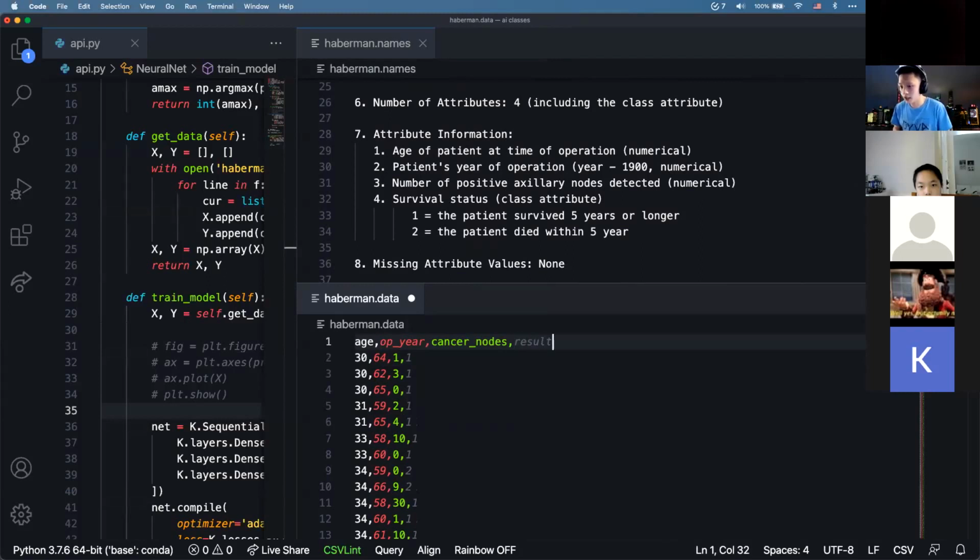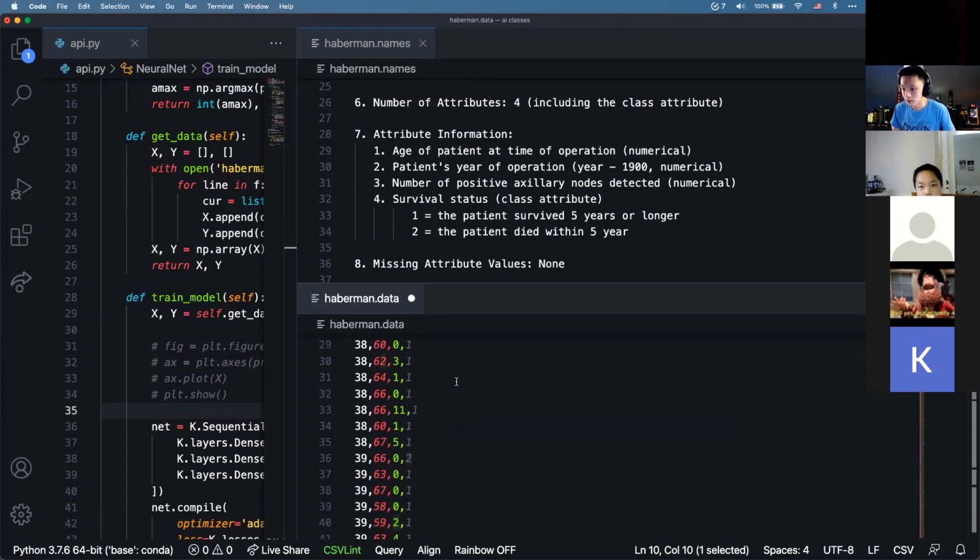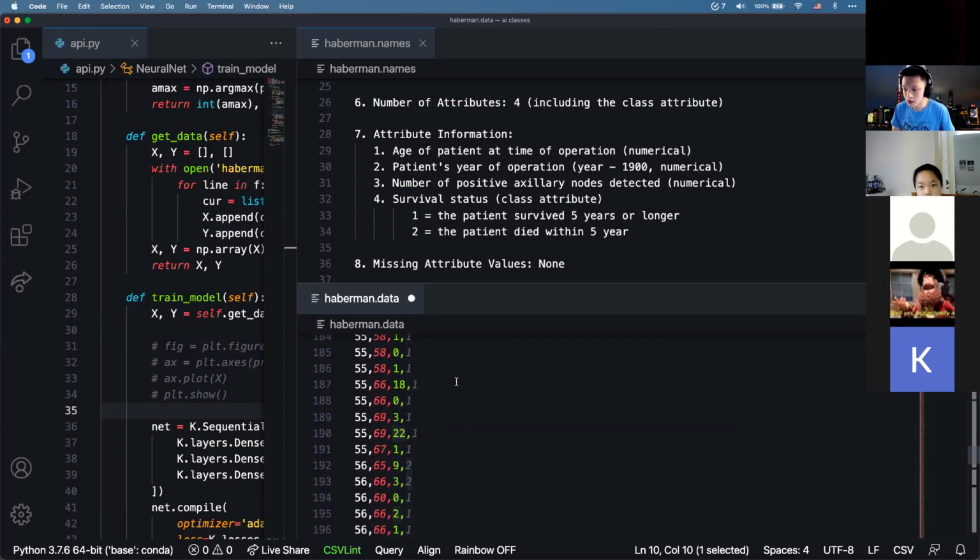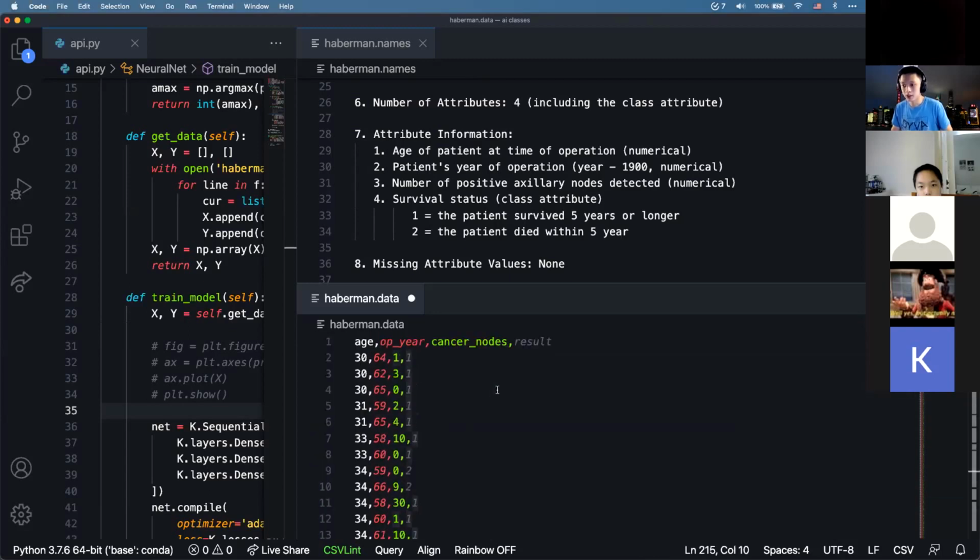So this is our file of information. And as you can see, every row is an example where we have some dude was 30 years old, or some person was 30 years old. Their operation was done in 1964. They only had one cancer node and so they survived. But then you can see this person who was 34, the surgery was done in 1966 and they had 9 cancer nodes and they unfortunately died. So apparently, there's just a lot of data here based on who died, who didn't. And we're going to try to learn a model to predict whether somebody is going to die or not from these first three features.